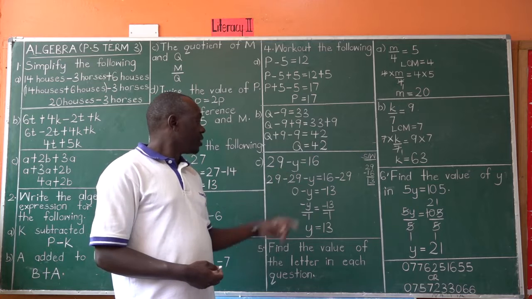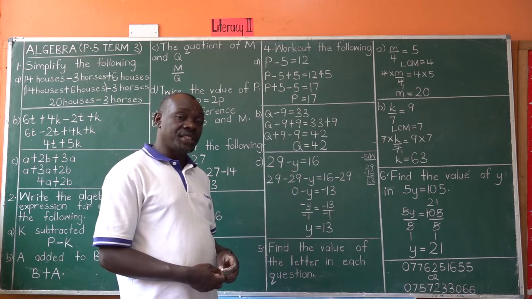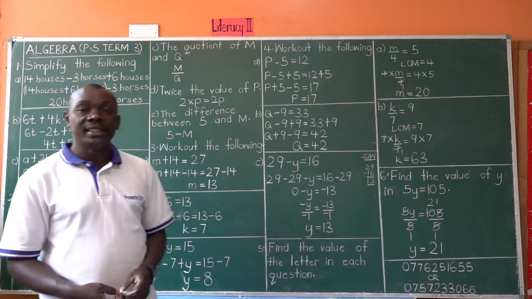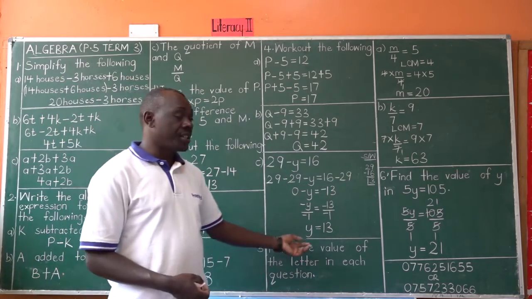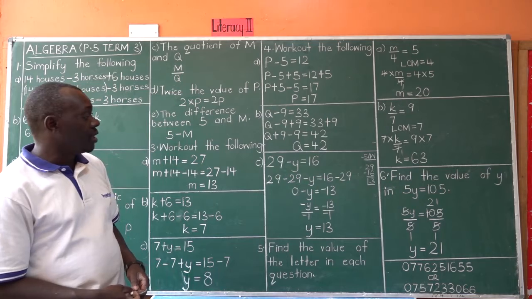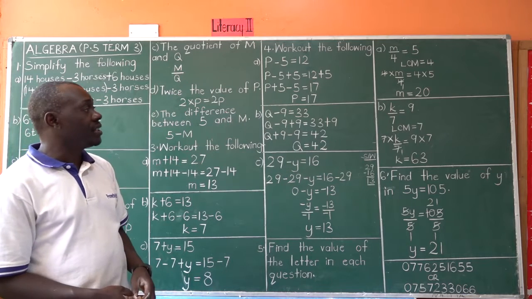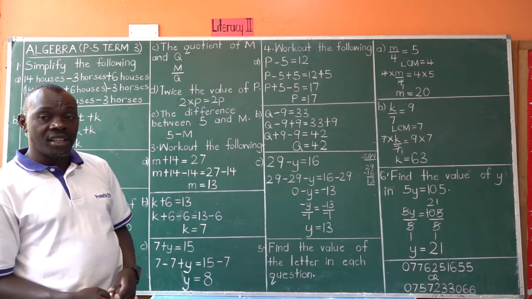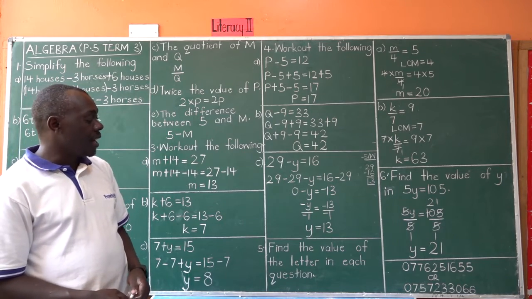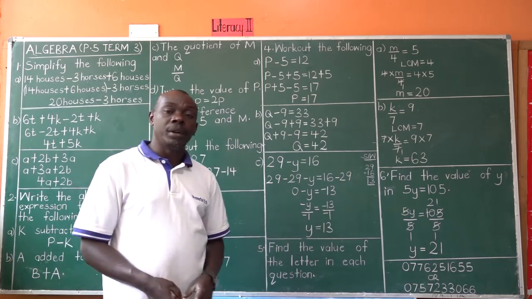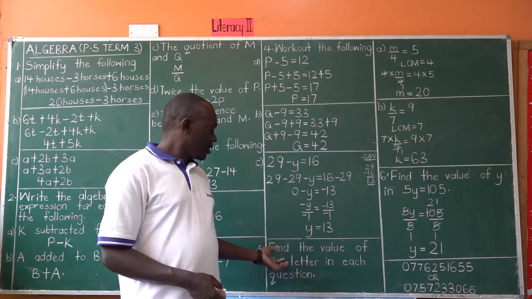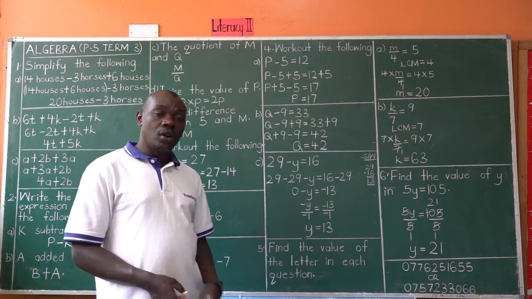Try to see, 29 minus 13. Good, you got 16. So therefore, the value of y is 16, and nothing else. So that's how we deal with that. Given addition, you subtract. Given subtraction, you add. And you will be perfect in that algebraic solution.